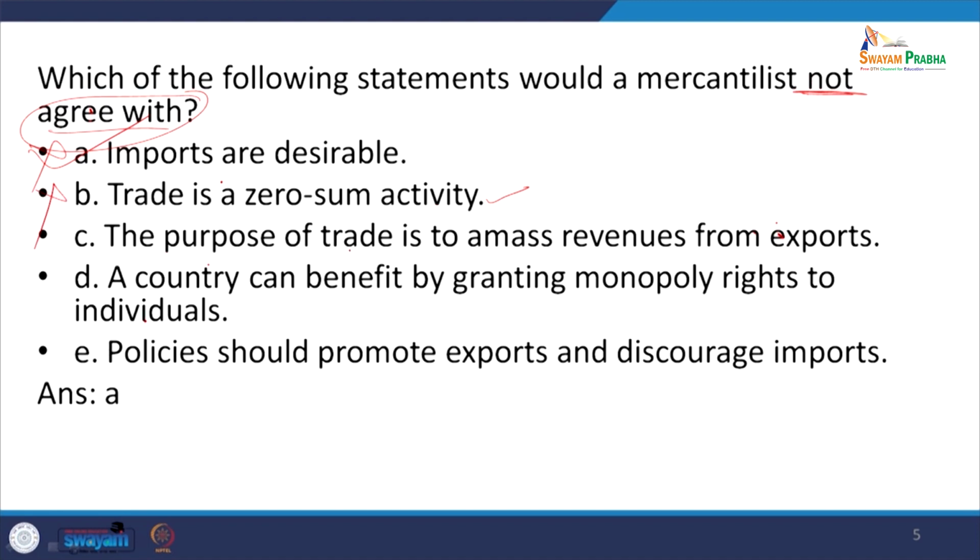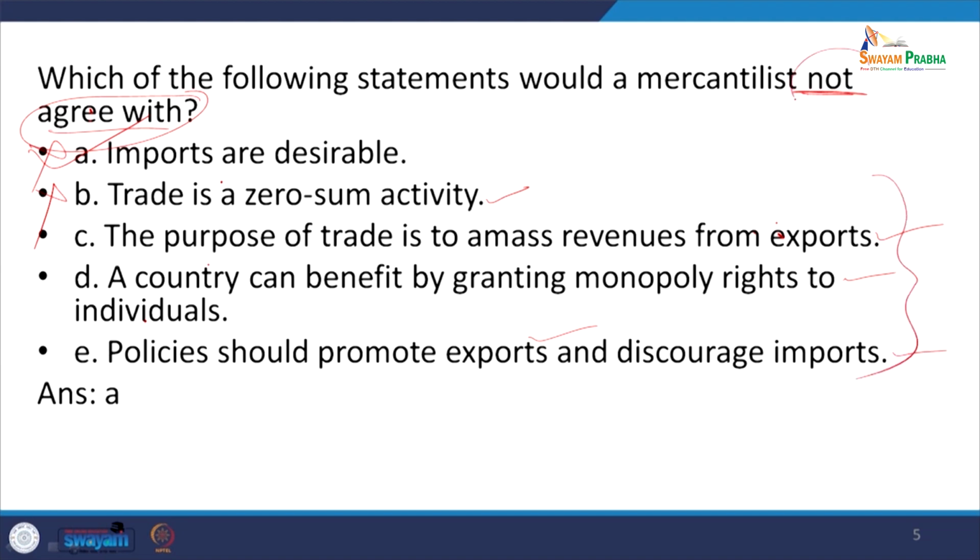The purpose of trade is to amass revenues from exports, they agree. As per the postulations of mercantilist theory, a country can benefit by granting monopoly rights to individuals, they agree with that. Policies should promote exports and discourage imports, they agree with that.